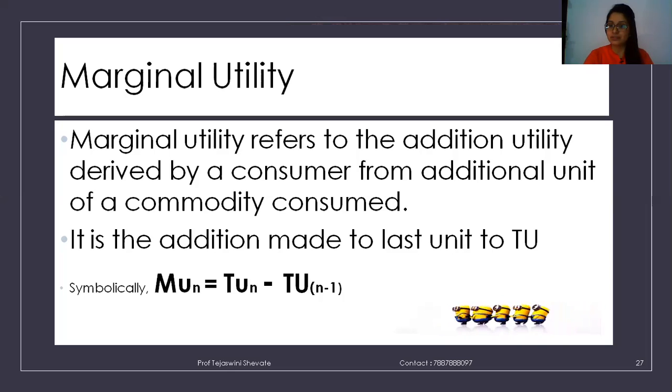So the 11th mango over here is the total utility of the 11th mango minus the total utility of 11 minus 1, that is 10. So what I'm finding here is the total utility of 11 mangoes, and I'm subtracting from it the total utility of 10 mangoes, which will give me the marginal utility of the particular 11th, additional mango that I consumed.